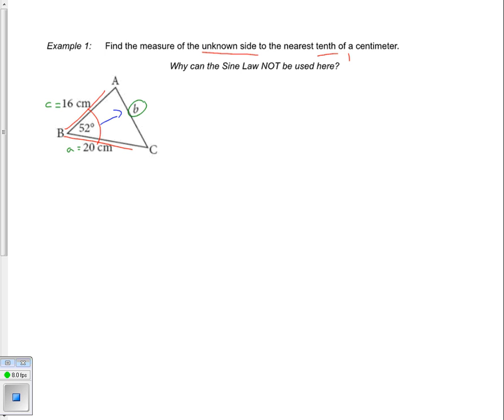Okay, so because we're trying to figure out side B, we need to use the appropriate equation. We're looking for side B, so that's going to be B squared is equal to A squared plus C squared minus 2 times A times C times cos B. And so this is the formula that we're going to be using.